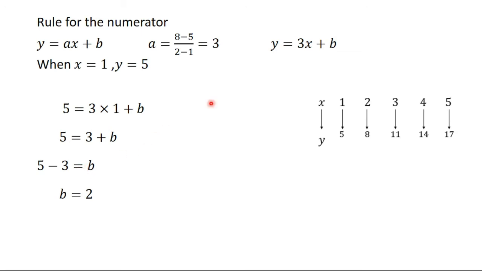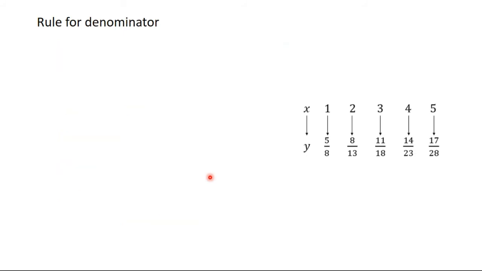So we have now found b, so we can replace b with 2. So for the numerator, the rule is y is equal to 3x plus 2. Now we are done with the numerator. Remember, we said that the denominators also follow a linear mapping, so we need to find the rule for the denominators too.